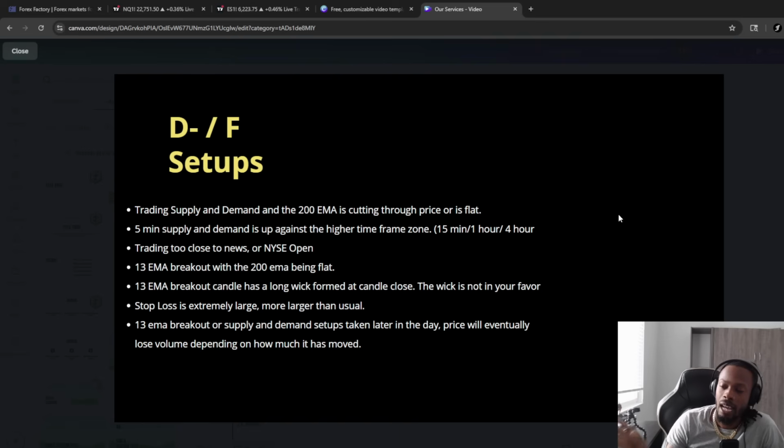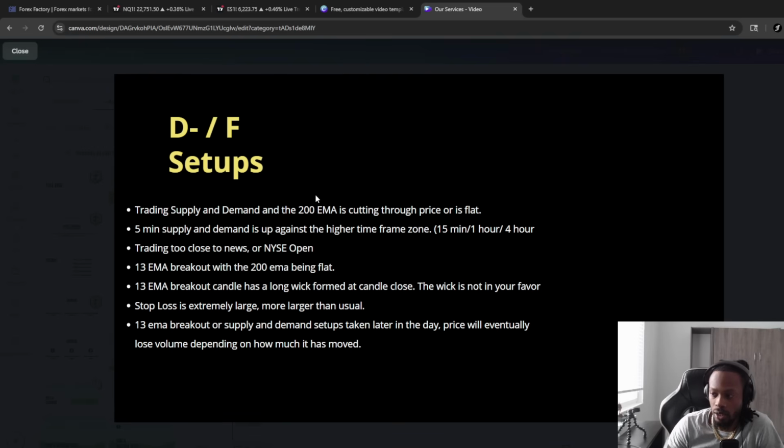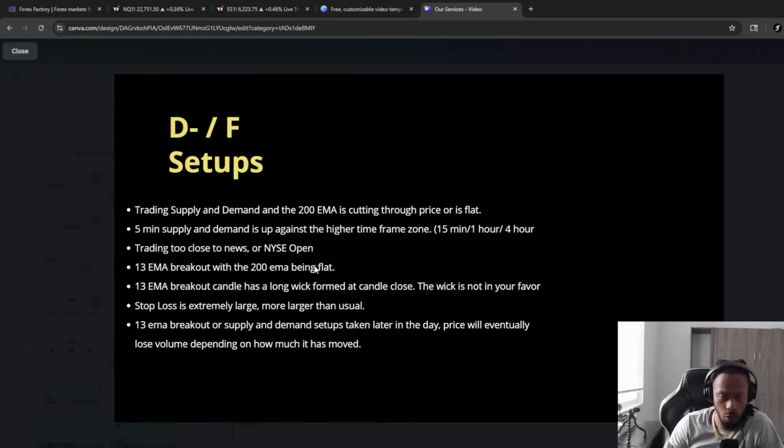Again, I don't want to break down all of these. It's just that when I see certain things like this, it's going to cause me to lower my risk significantly, okay? Because I'm already preparing for the loss. So again, with D minus F setups, I'm lowering my risk for sure, without a doubt.